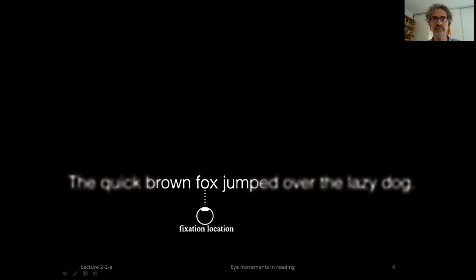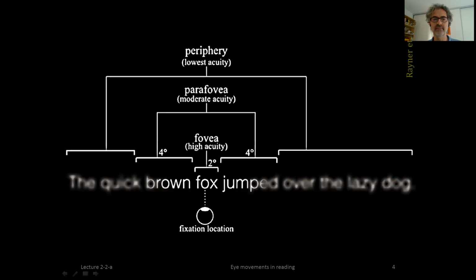The only way to say what the words above, below, or next to it are is to actually move your gaze to them. So when you're looking at one word, as in this example, the word fox, you can distinguish some letters around your center of the visual field. But then after that, things get really blurry really fast.